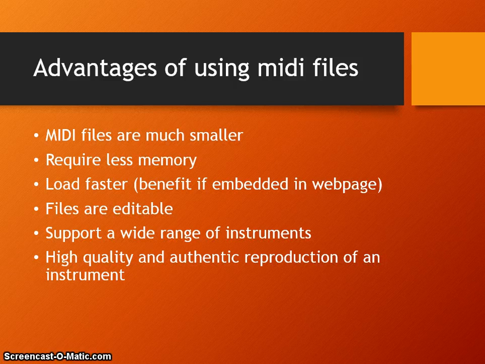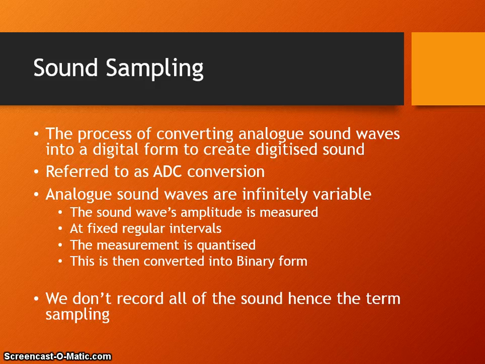Sometimes we want to record the actual sound. So for instance we want to record somebody singing in a microphone, or we want to record a band playing, we want to record an orchestra. So at the moment, as I'm speaking into this microphone, I'm wanting to record this. In that case we have to use sound sampling, and this is the process of converting analog sound waves into digital form, and this creates what we call digitized sound. So as I've referred to earlier, this is ADC conversion.